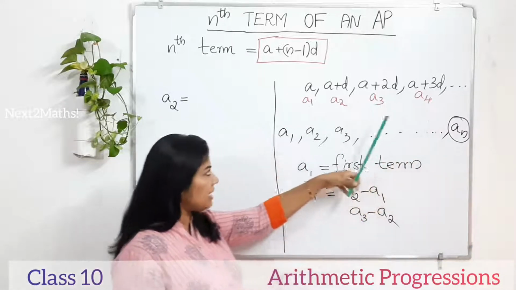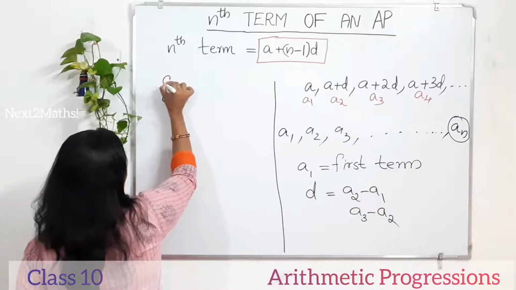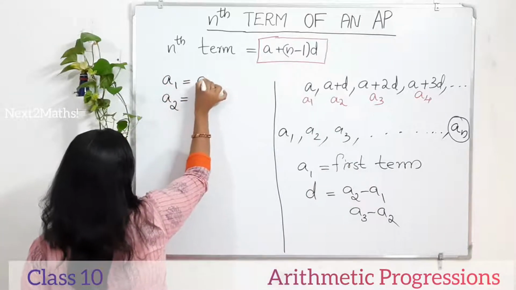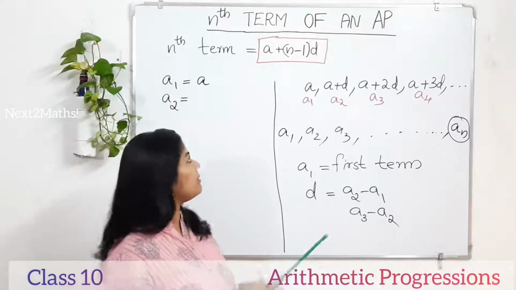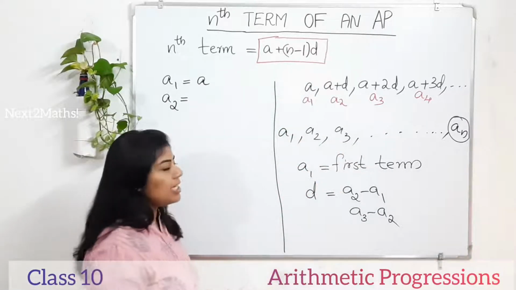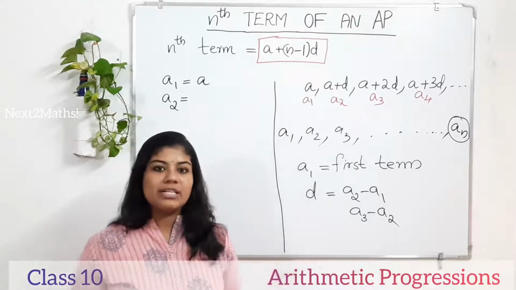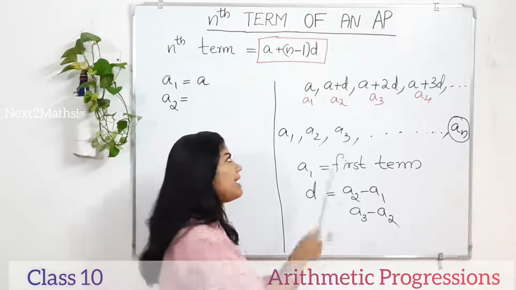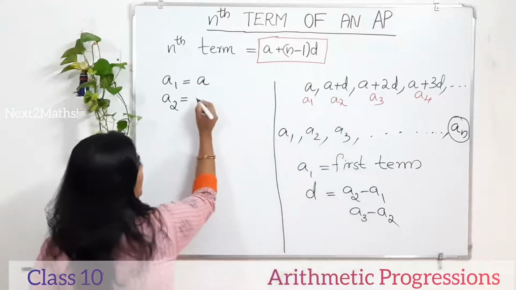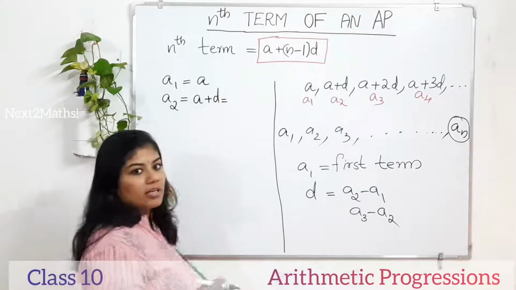Each term, let's see. A1 equals A. First one, A1 equals A. Based on this nth term equation, we are finding each one. And what is A2? A2, we know, is the second term. The second term's general form is A plus D. That is the general form.